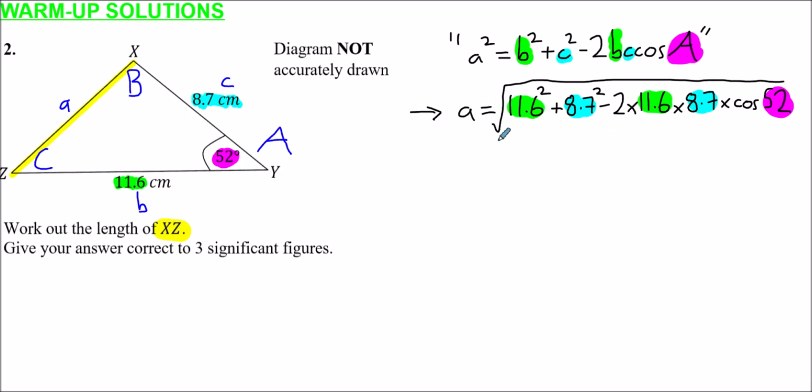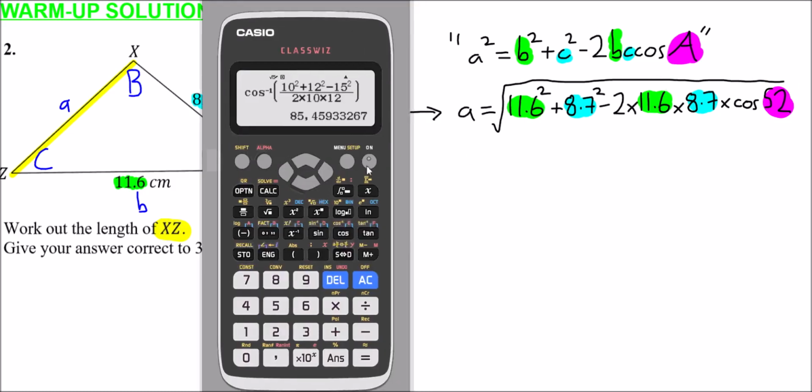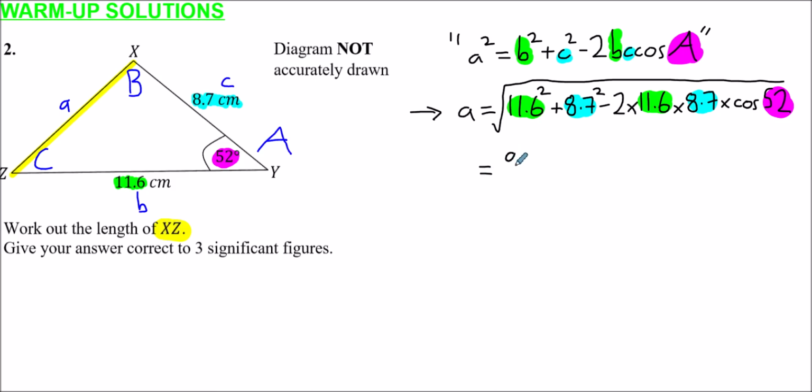So anyway, again, let the calculator do your hard work here. Just type this in exactly as it appears. So we're going to square root 11.6 squared plus 8.7 squared minus 2 multiplied by 11.6 multiplied by 8.7 multiplied by cos 52. They do take a while to type out sometimes, these. And what we should arrive at here to 3 sig figs is 9.27. So A is 9.27 centimetres.